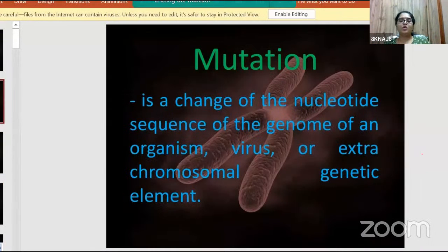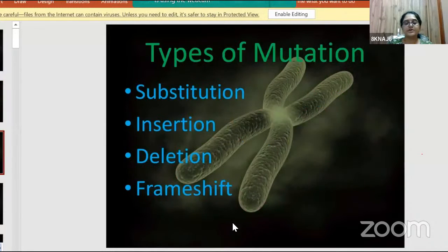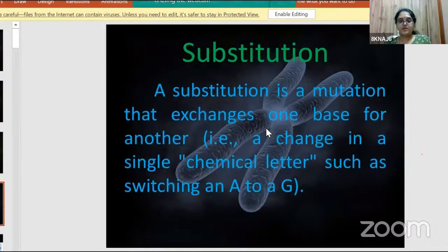Resolution. So change in the nucleotide sequence of the genome of an organism, virus or extrachromosomal genetic element for that matter. Types of mutations are substitutions, insertions, deletions, frame shift mutations. So insertion deletions are known as indels, in fact, frame shift mutations. So let us just look at the substitutions. So substitution can be single base also, or it can be nonsense and silent mutations. We'll just have a look at it.